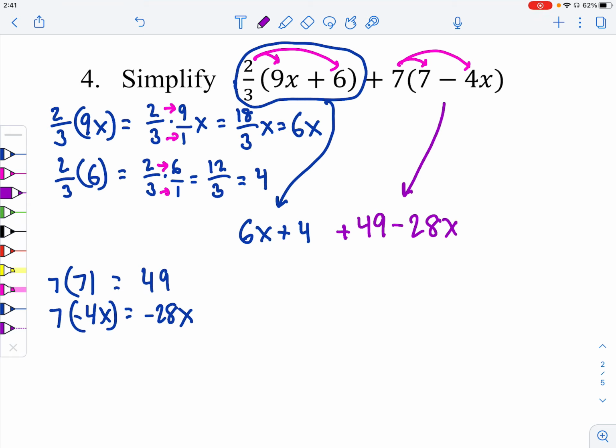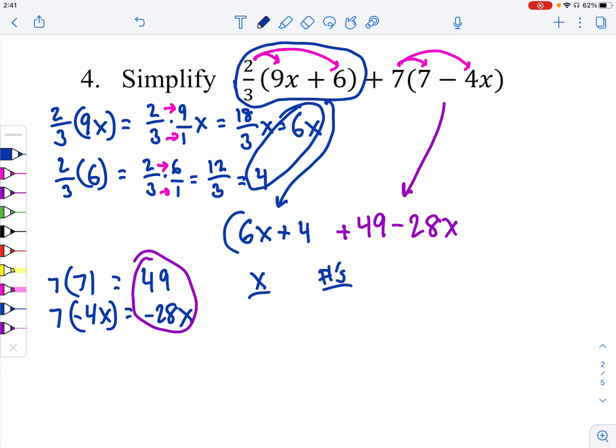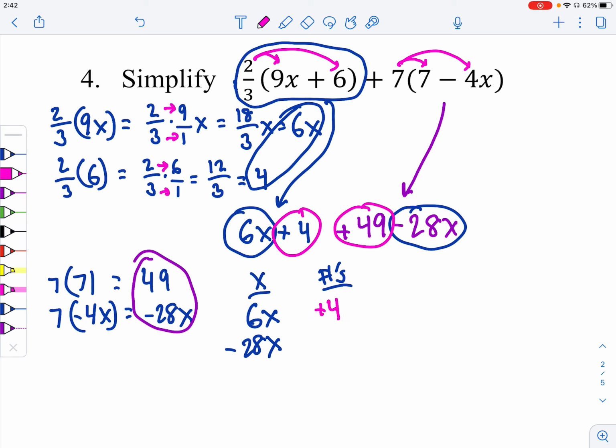Okay, so we got this part, 6x plus 4, and then we got the 49 minus 28x. Okay, so we distribute that. Then we just combine like terms. So we can do columns. So x column, numbers column. Right, so we got 6x. And then we got negative 28x. And then we got numbers, positive 4 and positive 49. And we just add straight up and down.